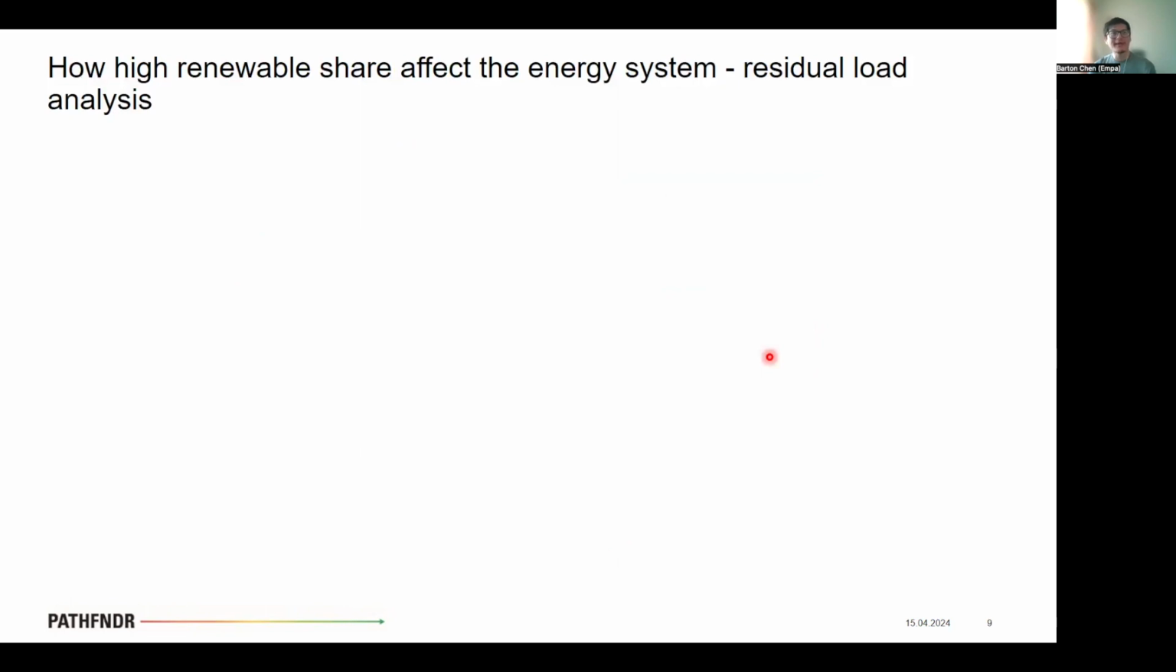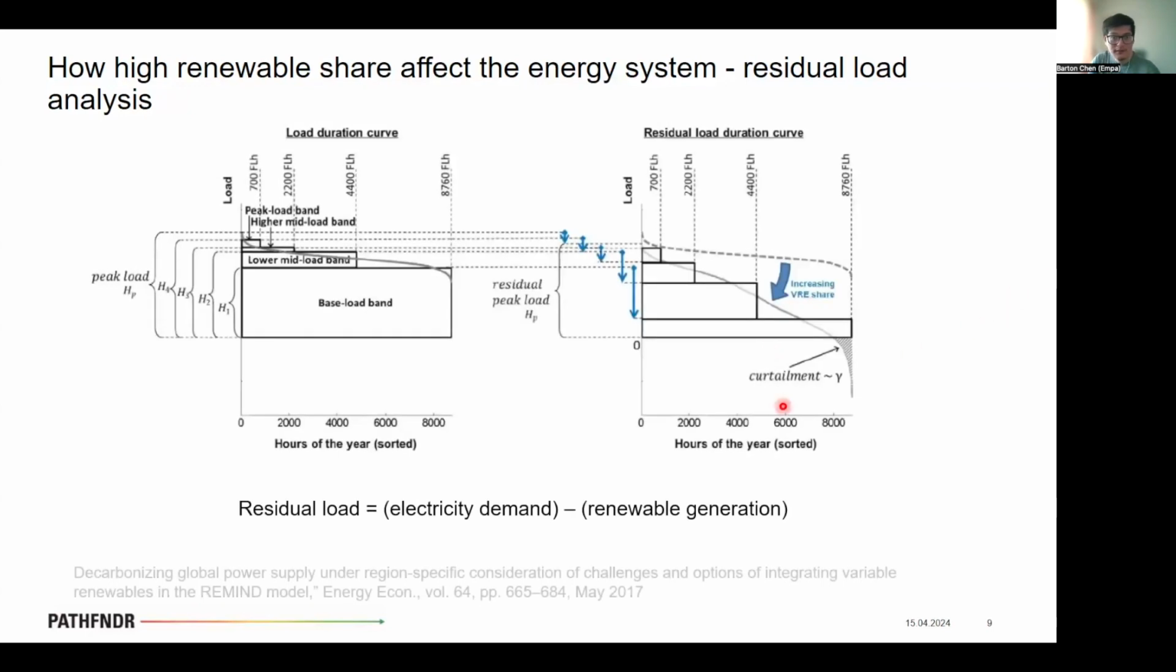So how can we analyze the impact of wind intermittency on the energy system? Usually we can start with a simple way called residual load analysis. This is a typical diagram of how we do the residual load analysis. First, on the left-hand side, it is just the load duration curve. Basically, you take the electricity demand or electricity load curve in a year, and you sort it from the highest value to the lowest value.